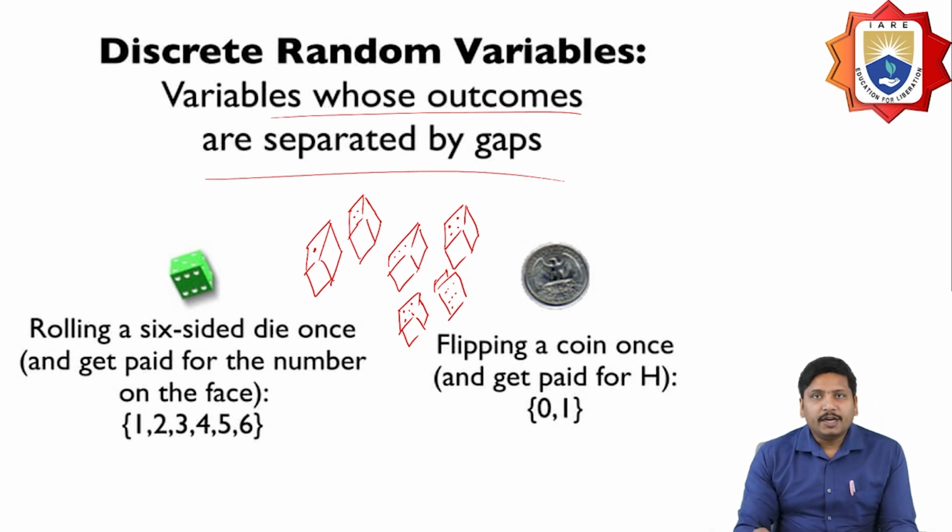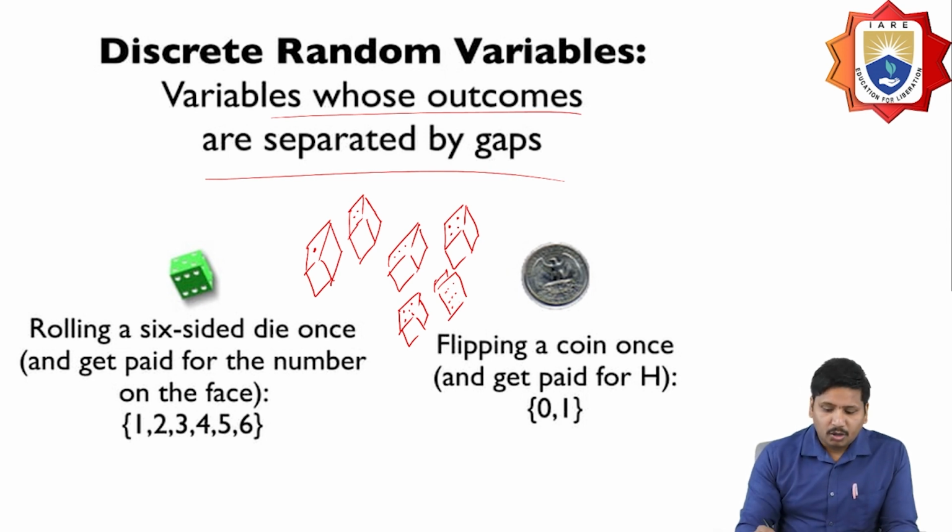Like this, we are going to get different types of dice of 6 faces. And the second one is flipping a coin once, so that is also a discrete random variable. Either I can get head or I can get tail. The discrete random variable means variables whose outcomes are separated by gaps.